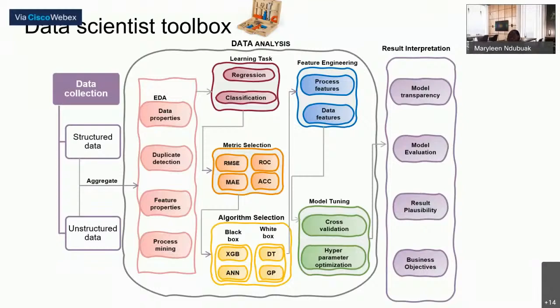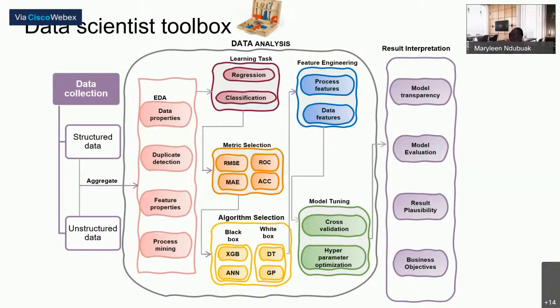Okay, so I said I'll finish up by giving you a data scientist toolbox. And this is as you'd expect. There are so many things in this toolbox, going from data collection, where you have structured and unstructured data, and you can aggregate this and do an exploratory data analysis. You're looking at the data properties, duplicate detection, where you want to detect whether there are duplicates in the data, feature properties, process mining.